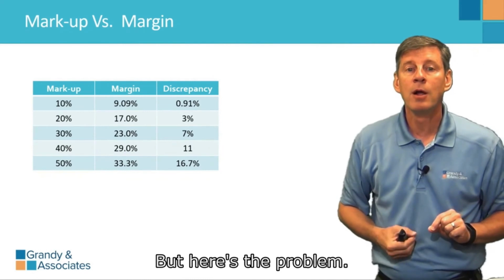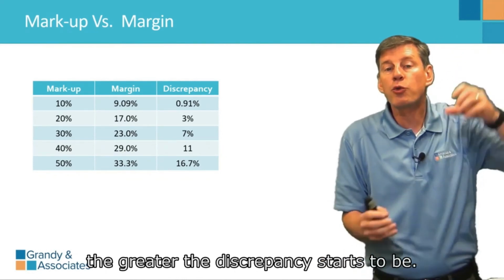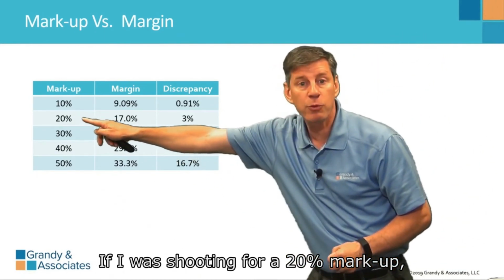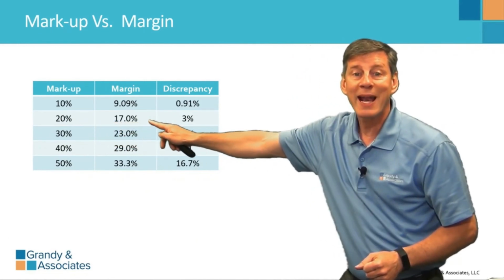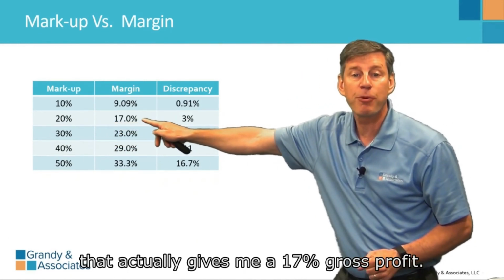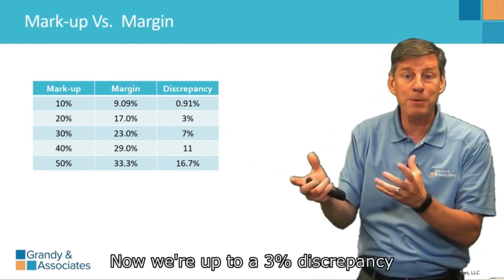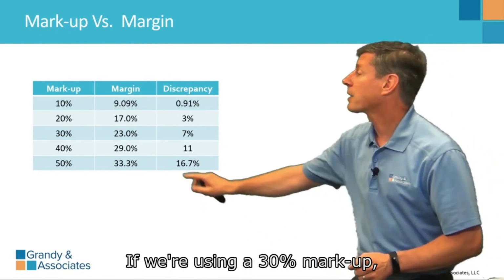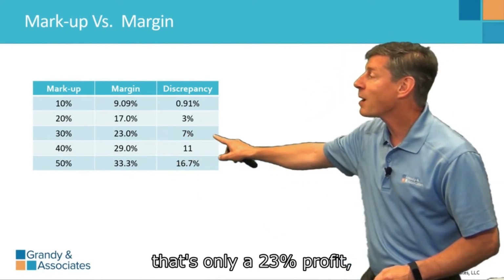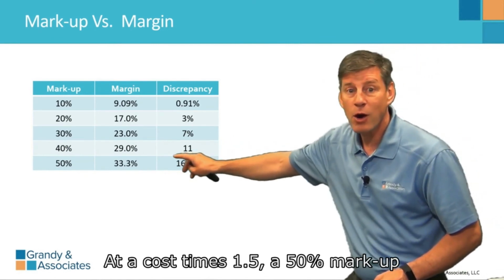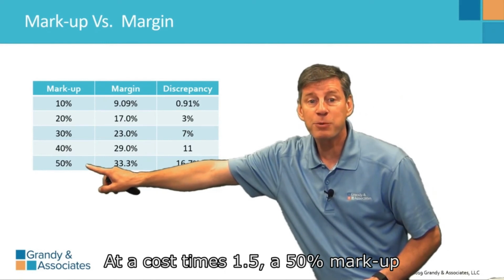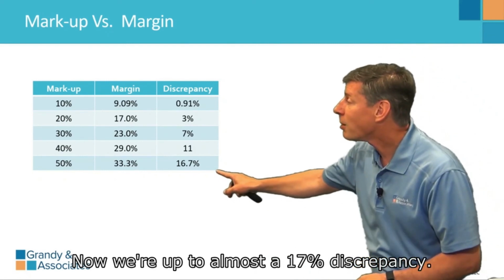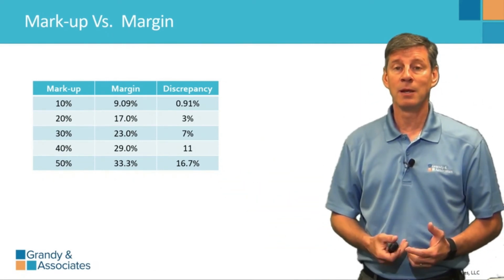But here's the problem. The greater the markup that you use, the greater the discrepancy starts to be. If I were shooting for a 20% markup, in other words, cost times 1.2, that actually gives me a 17% gross profit. Now we're up to a 3% discrepancy in between what we thought we were going to get and what we're actually getting. If we're using a 30% markup, that's only a 23% profit. Now we have a 7% discrepancy. And at a cost times 1.5, a 50% markup only generates a 33.3% profit. Now we're up to almost a 17% discrepancy.